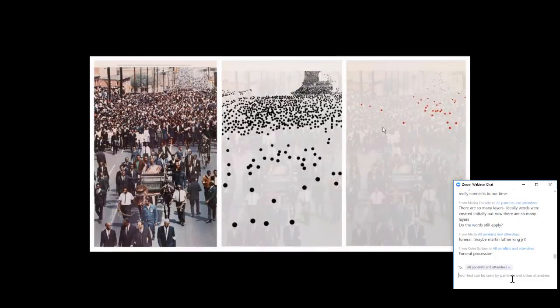Yeah, okay. So part of the civil rights movement, funeral procession, maybe Martin Luther King Jr. Right, and it's a photograph. Right, a crowd of people moving through the street, a big funeral, absolutely. Very good. Okay, so now let's move to the second panel, the middle panel. What seems to be happening there now?